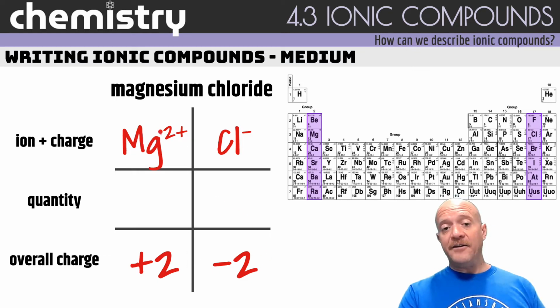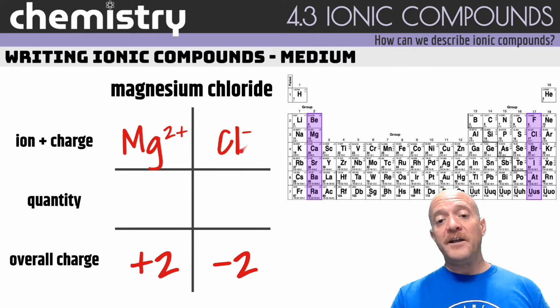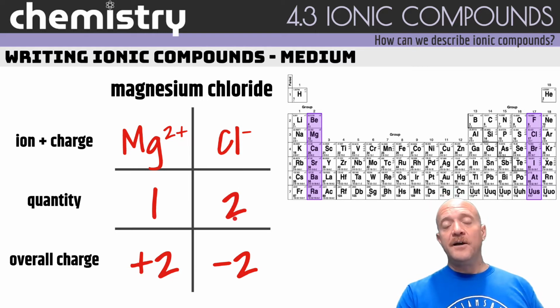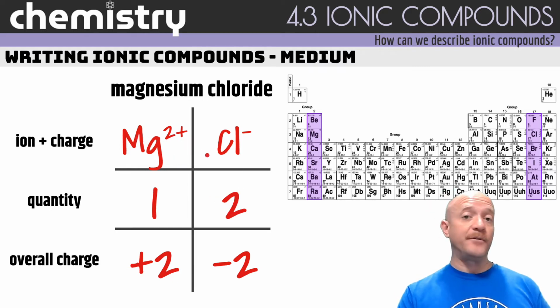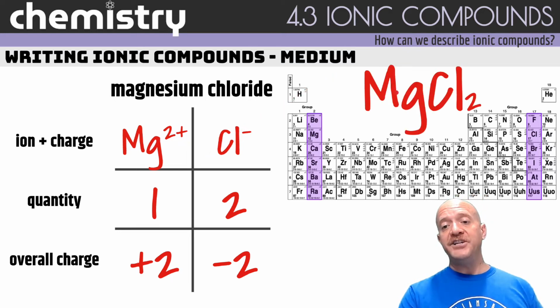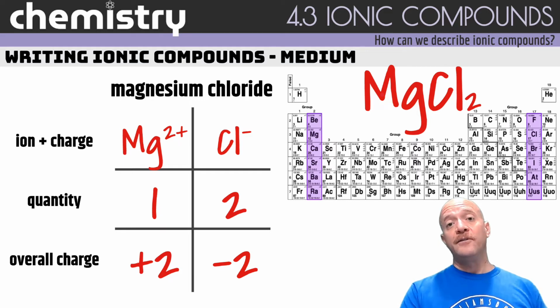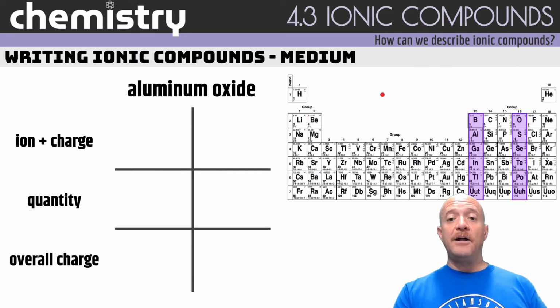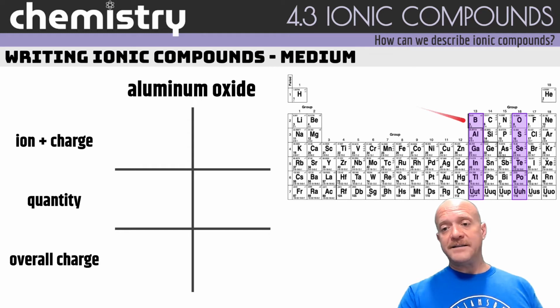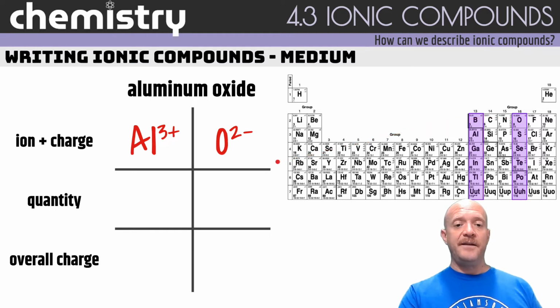So the quantity: we have a +2, how many of these do I need to get to +2? I only need 1. How many chlorines do I need? I need 2. So when I'm writing the formula for magnesium chloride, I write MgCl2. Again, this is giving a +2, this is giving 2 -1s, so that is overall going to be a neutral compound.